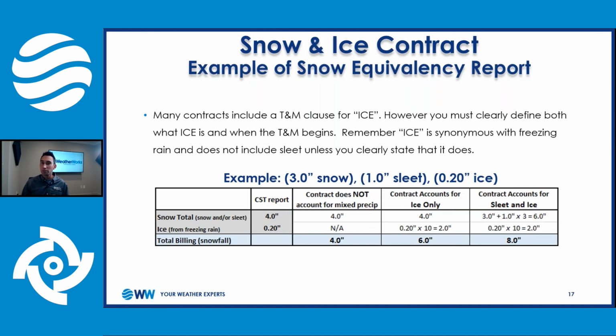Again, a little more difficult. You would likely have to request a special equivalency form from us to do that. But the middle one there, where you account for ice, is very easily done. It's already separated in your CST reports, and it is a fair way of going about the contracts in the future.